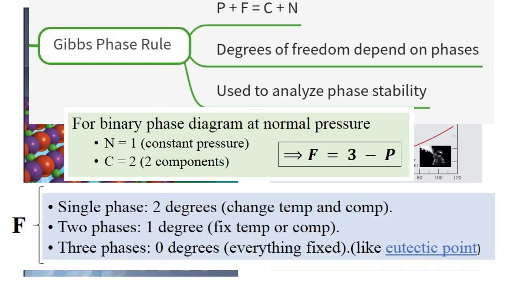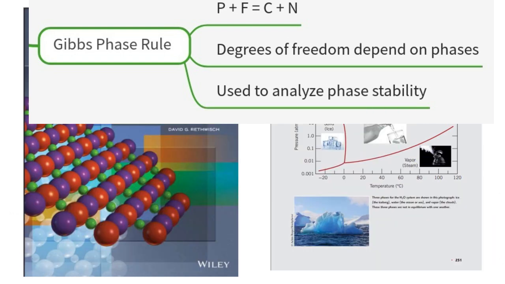So if we only have one phase, we have more freedom to change things up. Exactly. In a single phase region on the diagram, we have 2 degrees of freedom. We can change both the temperature and the composition without creating any new phases. But if we have two phases, we can only change one thing independently. Yep. Like, if we fix the temperature, then the compositions of the 2 phases are automatically set by the phase diagram. And if we have 3 phases, we can't change anything. Right. In a 3-phase equilibrium, like at the eutectic point, everything's fixed. The temperature and the compositions are all set. The Gibbs phase rule is like the ultimate rule book for these phase diagrams.